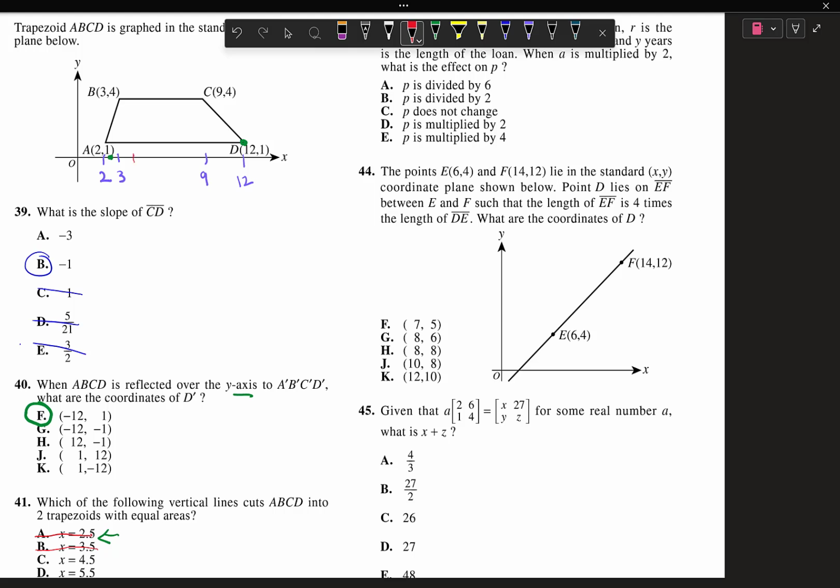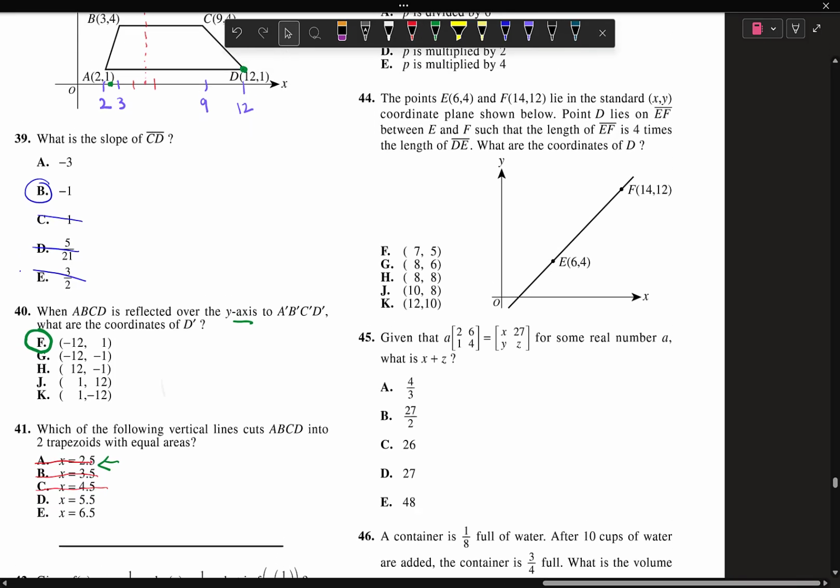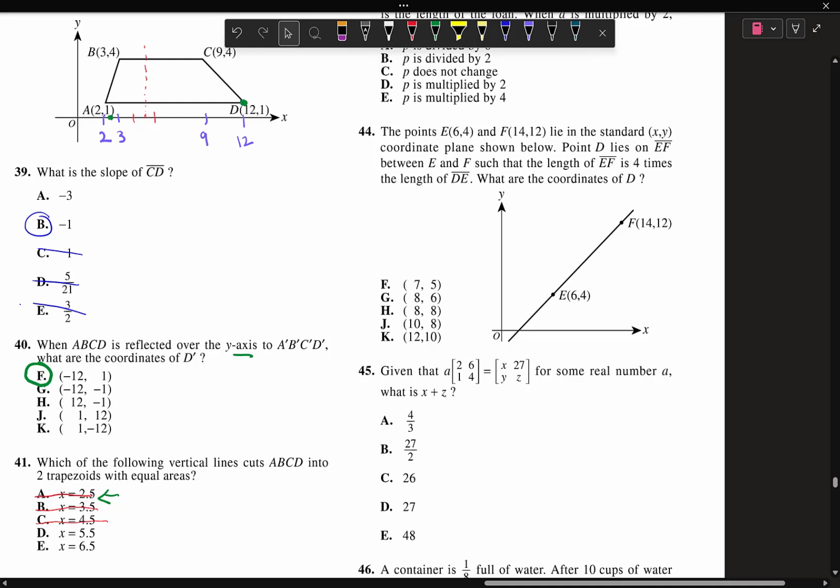So 4.5 is going to be somewhere right around here. Getting closer, but I still think we're off just a little bit. So it's either 5.5 or 6.5. We've narrowed it down to two choices once again. All right, so let's check out x equals 5.5. We don't have to draw this perfectly, but 5.5 would be roughly right here. So it's going to intersect these points here and these points here.